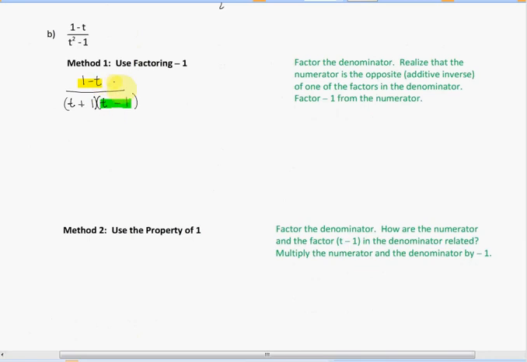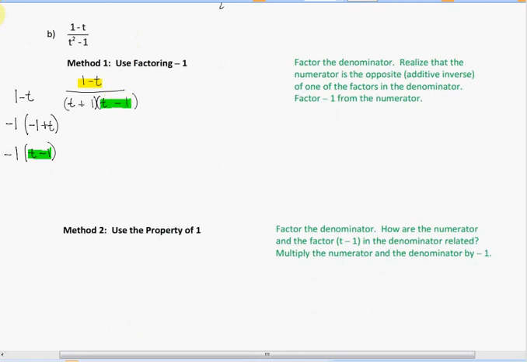Okay? So I'm going to take a negative 1 out of the numerator, and I'll do that over here in the margin. So if I have 1 minus t, and I say that I have a common factor of negative 1, then you're going to go, well, 1 divided by negative 1 is negative 1. Negative t over negative 1 is positive t. And so you can rewrite that where it reads negative 1 times t minus 1. And now notice that your t minus 1 matches the t minus 1, which is in the denominator.